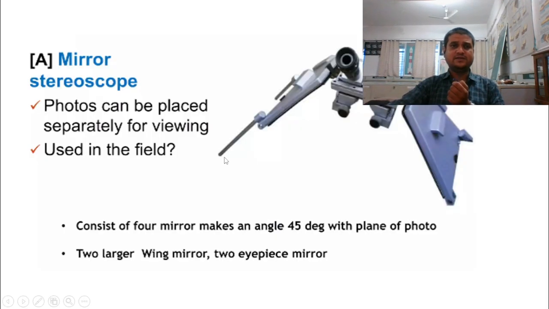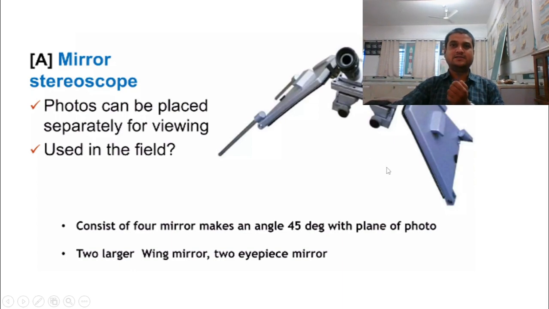Then next is the mirror stereoscope. Okay, this is the image of a mirror stereoscope. You can see the photos can be placed separately, and it is used in the field. It consists of four mirrors, which make an angle of 45 degrees with the plane of the photo: two larger wing mirrors and two eyepiece mirrors. These are the two eyepiece mirrors and these are the two wing mirrors, making an angle of 45 degrees with the plane of the photo.